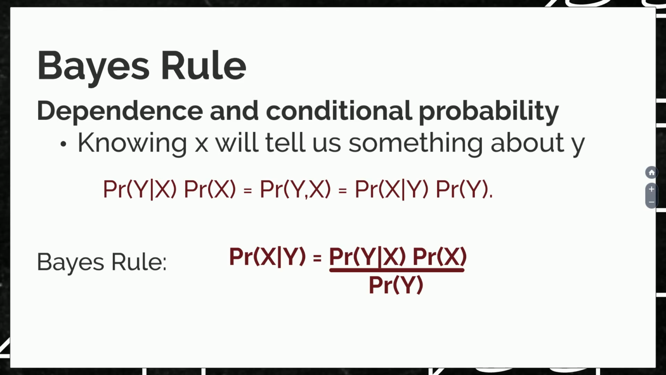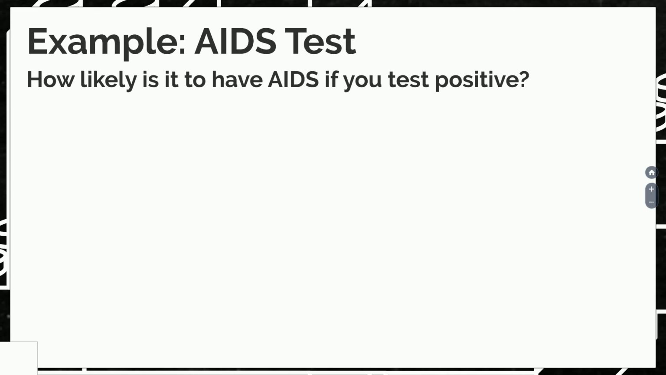That is, the probability of X given that we know Y is going to be equal to the probability of Y given X times the probability of X divided by the probability of Y. So that's a lot of words and letters and variables that is explained better through an actual example. So let's use that. We're going to do an AIDS test. How likely is it to have AIDS if you test positive? It seems pretty likely, doesn't it, if you're testing positive?